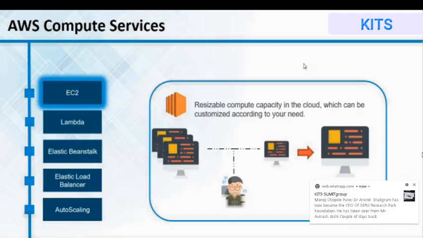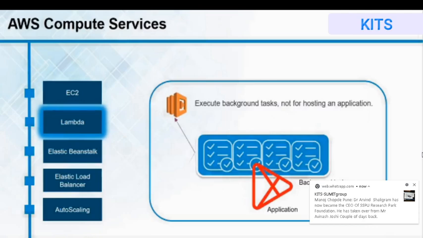So let's move on to our second service now, which is AWS Lambda. So AWS Lambda, like I said, is an advanced version of EC2. So it's based on EC2, but the difference between EC2 and Lambda is Lambda cannot be used to host your application. Lambda can be used only to execute your background tasks.